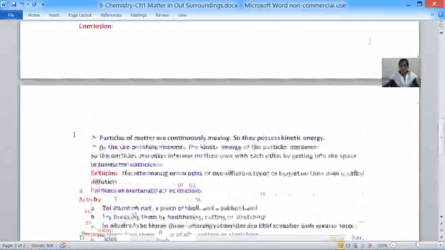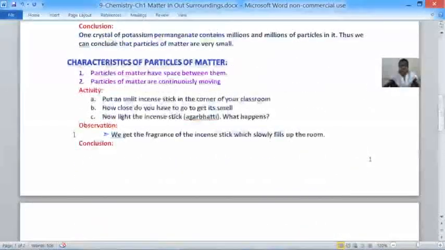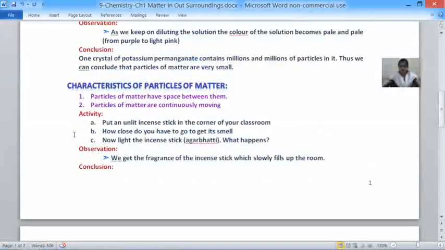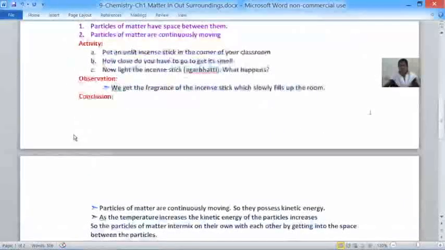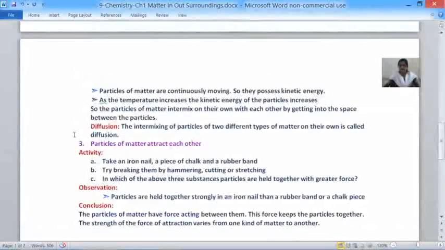So thus we can sum up: the particles of matter have three important characteristics. First one, particles of matter have space between them. Second one, particles of matter are continuously moving. And the third one, particles of matter attract each other.